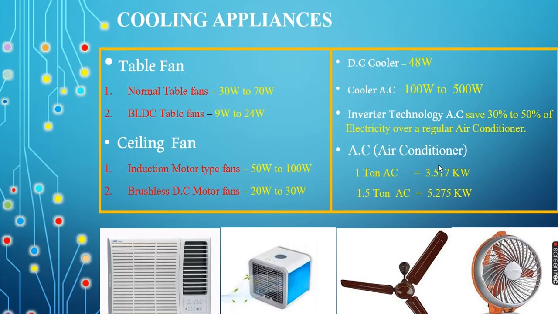Now we'll discuss the second type of appliances we are using in homes, the cooling appliances. Cooling appliances are classified into different types. First type is the table fan. Here you can see the normal table fan. Its rating is around 30 watts to 70 watts. Second type is BLDC table fans. That is familiar now, we are using it in day-to-day life. Its rating is around 9 watts to 24 watts.